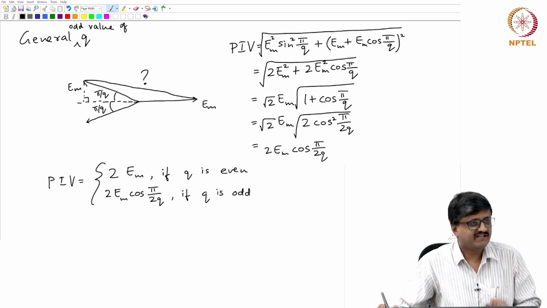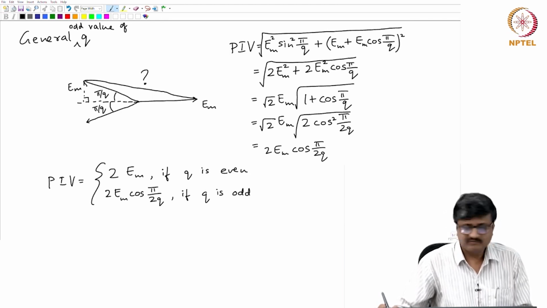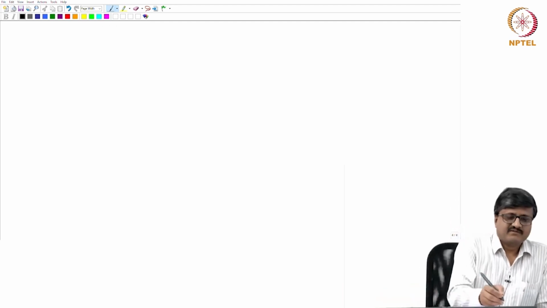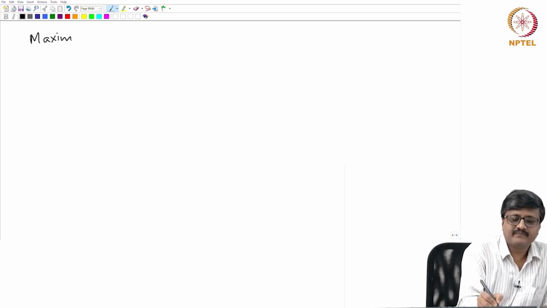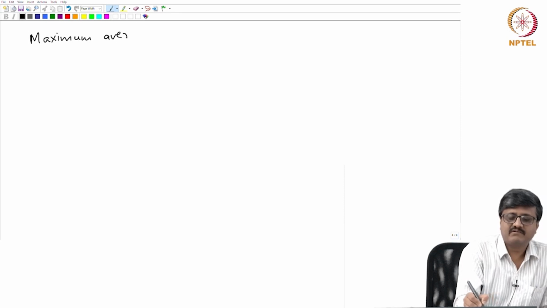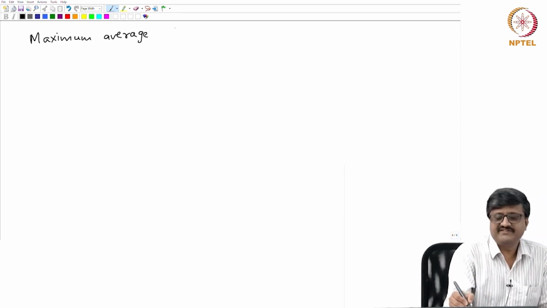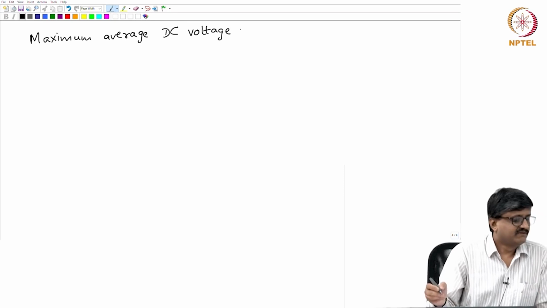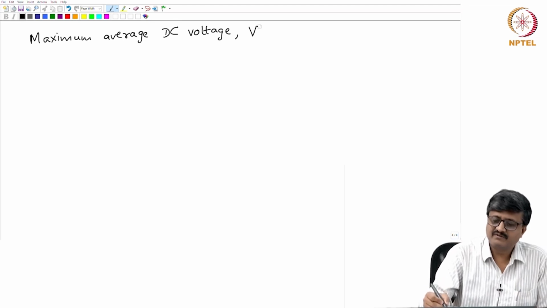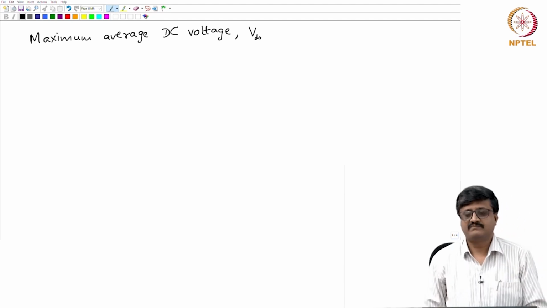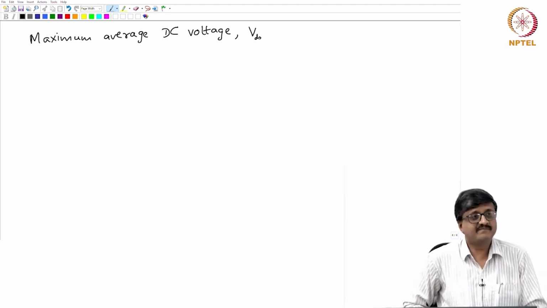So, this is PIV. I will be using this for getting one of the figures of merit. So, before going to the actual figure of merit, I will define one more quantity, that is maximum average DC voltage. So, we have a notation for this. I will use the notation uppercase V with 2 subscripts DO. So, VDO is the notation for maximum average DC voltage.